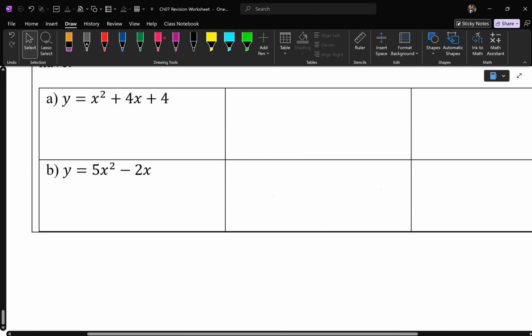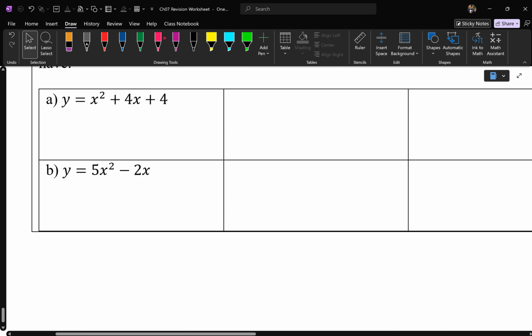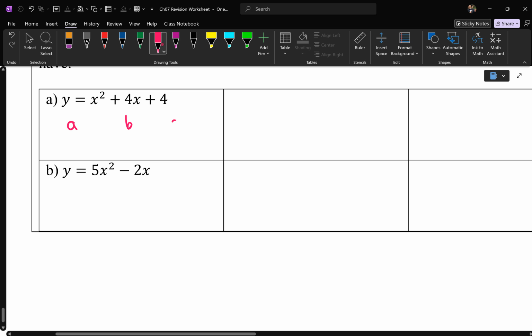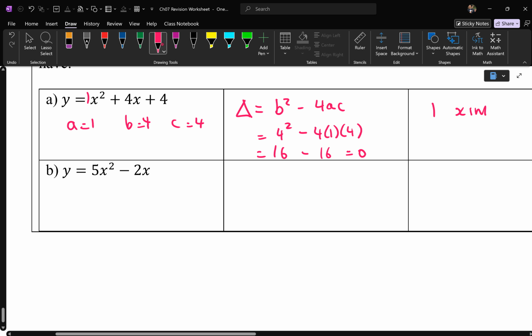Say I gave you these 2 equations. Instead of sketching it or solving it to find out how many x-intercepts you have, you can use this rule. Here we go. a, b, c. a is clearly 1, b is clearly 4, and c is clearly 4. If you want to know how many x-intercepts they have, here's the discriminant. b squared minus 4ac, let's work it out. That's 4 squared minus 4 times 1 times 4. That gives you 16 minus 16, 0. Looking at your notes again, if it equals 0, how many x-intercepts should you expect? 1. So this has 1 x-intercept, and I can prove it.